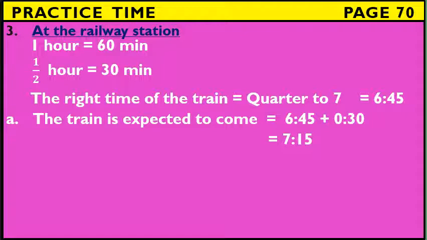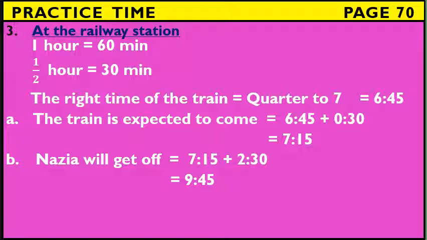So the answer is, children, everyone knows that 1 hour has 60 minutes. So naturally half an hour will have 30 minutes. Now the right time of the train is 6:45. But today the train is late by half an hour. So the train is expected to come at 6:45 plus half an hour late, that is 30 minutes plus 30 minutes. You will get the time as 7 hours 15 minutes.